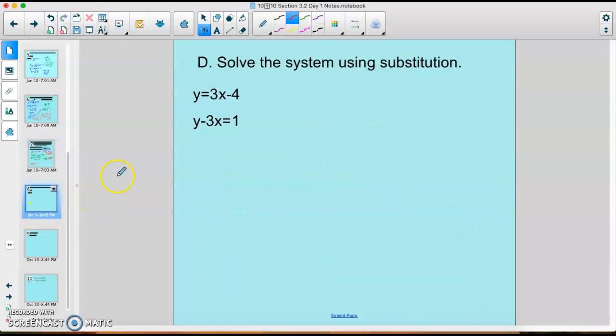All right, we got two more here. Now let's solve for substitution, and just like we have been, right? This is already solved, so that works out really nicely. So we're just going to plug that in for y, and we'll end up with 3x minus 4 minus 3x equals 1. All right, well, 3x minus 3x that cancels itself out, right? And so we're left with negative 4 equals 1, but hold on, that doesn't make any sense because those don't equal each other. So what do we have? Well, we have no solution.